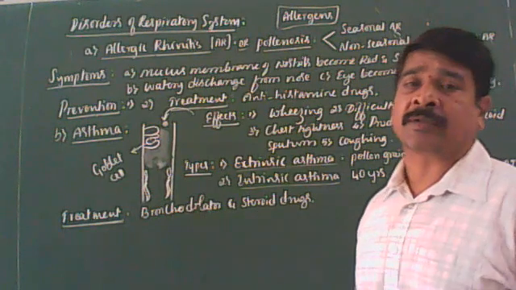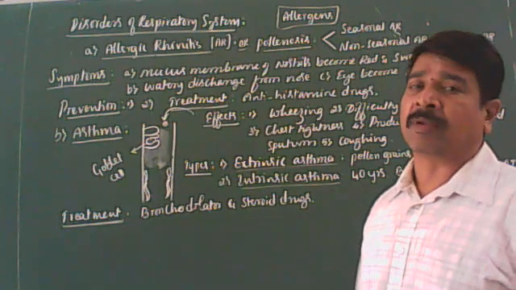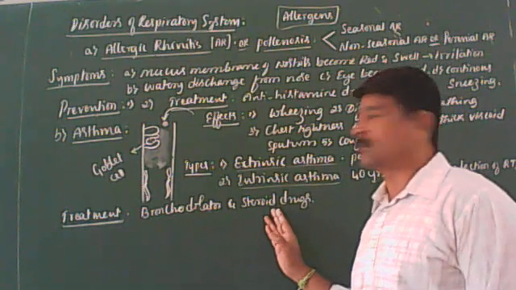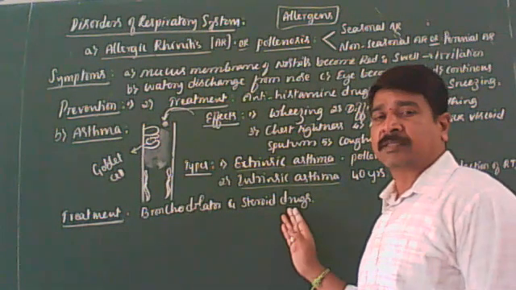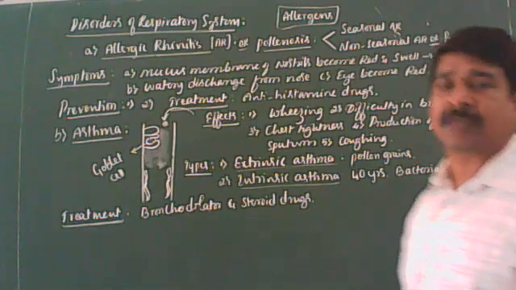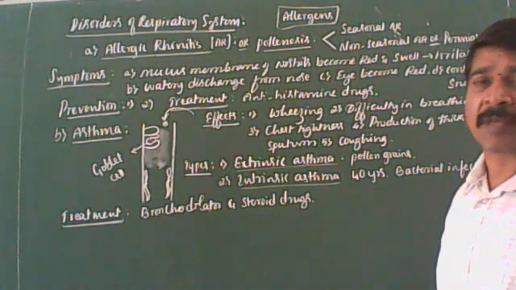Bronchodilator and steroid drugs. That is what you should remember here. I think it is very clear for you. So this is the treatment for asthma: bronchodilator drugs and steroid drugs. As I said, asthmatic patients can use these drugs either in the form of tablets or inhalers.